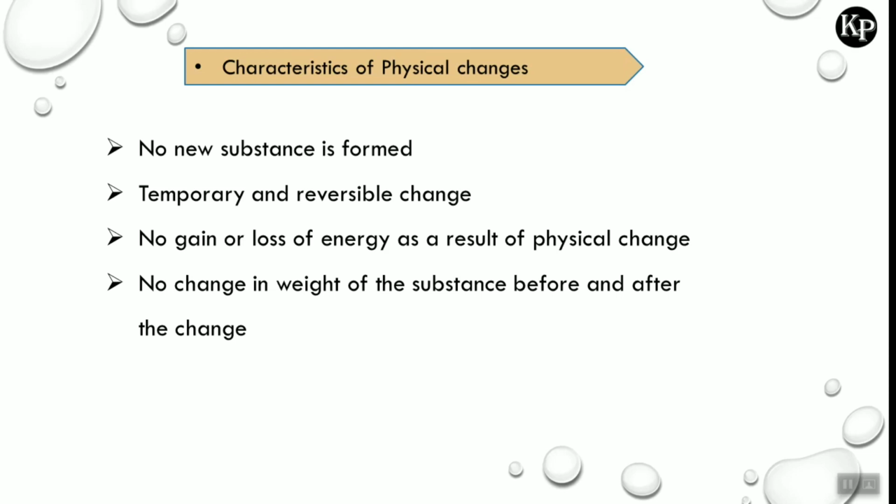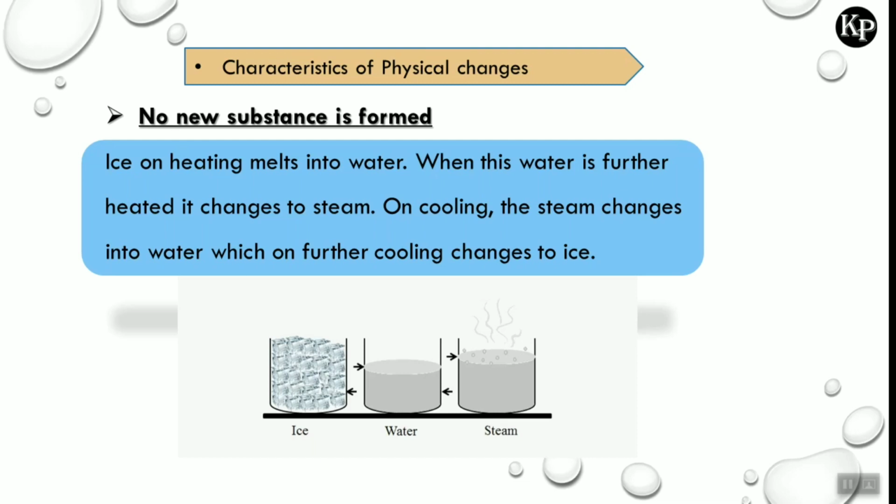Characteristics of physical changes. No new substance is formed. Temporary and reversible change. No gain or loss of energy as a result of physical change. No change in weight of the substance before and after the change. Number 1. No new substance is formed. Ice on heating melts into water. When this water is further heated, it changes to steam. On cooling, the steam changes into water, which on further cooling changes to ice.